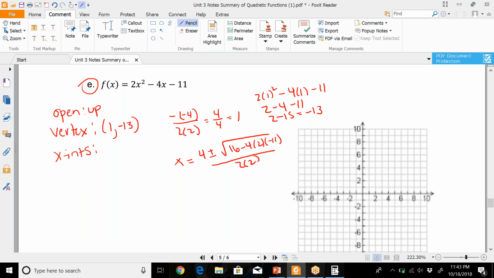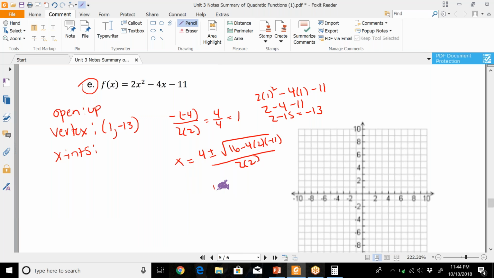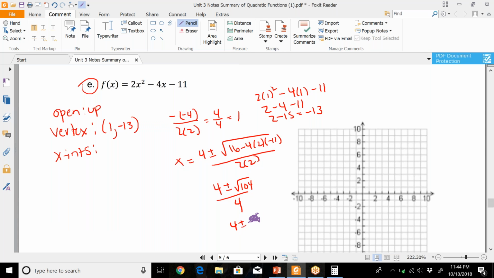So in the middle there, we get a negative times a negative. So that's 80 plus 88? So 16 plus 88 is going to be 104, which has a perfect square of 4 inside of it. So square root of, let's see, divided by 4 is 26. So that's going to be 4 plus or minus 2 on the square root of 26 all over 4. So that reduces to 2 plus the square root of 26 over 2 comma 0 and 2 minus the square root of 26 over 2 comma 0.